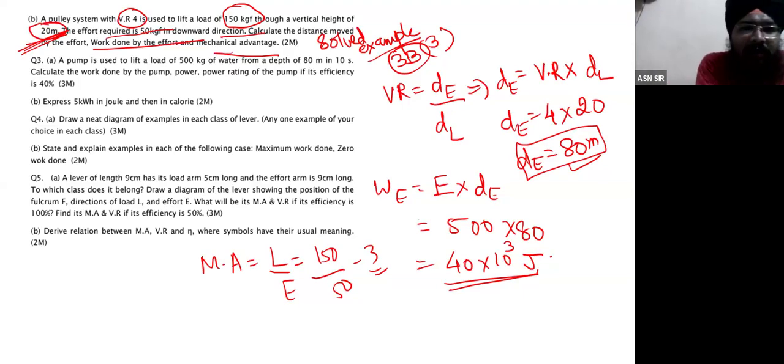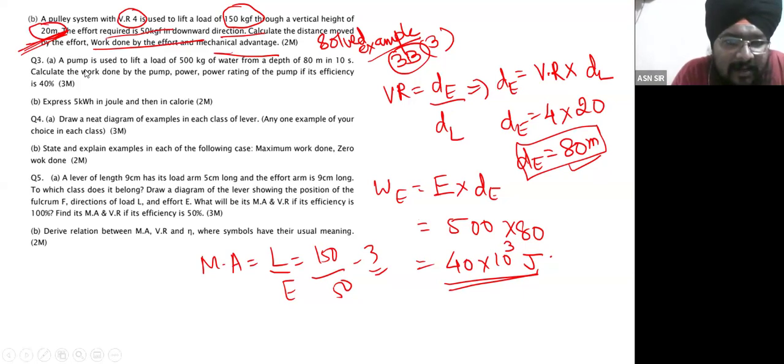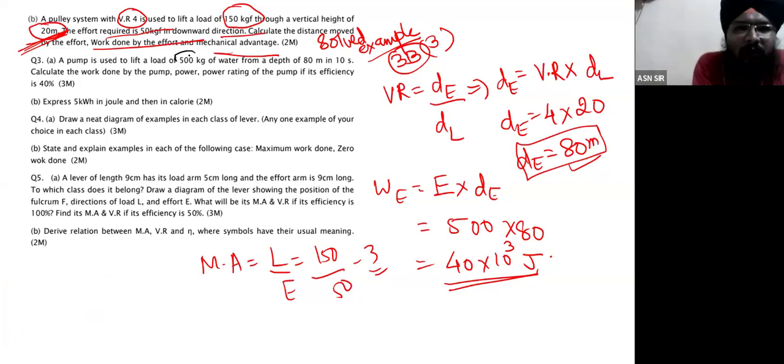The given data says we have been given 500 kg of water. So this is mass given to us, depth that is height, and time that is 10 seconds. Calculate the work done by the pump. We can find the value of work done, and we need to find the power rating. Three things are supposed to be found out.